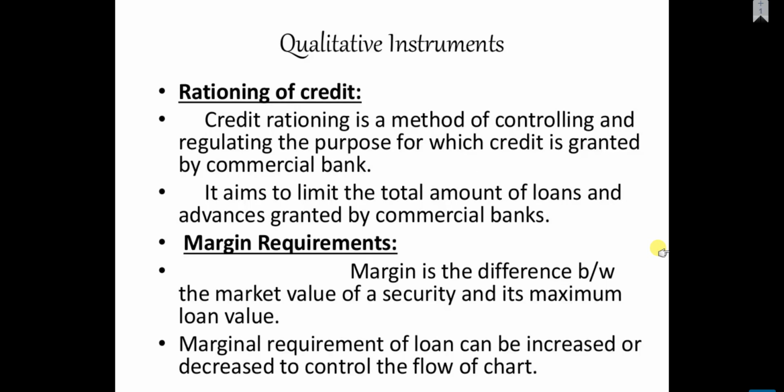Qualitative instrument. Rationing of credit. Credit rationing is a method of controlling and regulating the purpose for which credit is granted by commercial banks. It aims to limit the total amount of loans and advances granted by commercial banks. Margin is the difference between the market value of a security and its maximum loan value. The margin requirement of a loan can be increased or decreased to control the flow of credit.